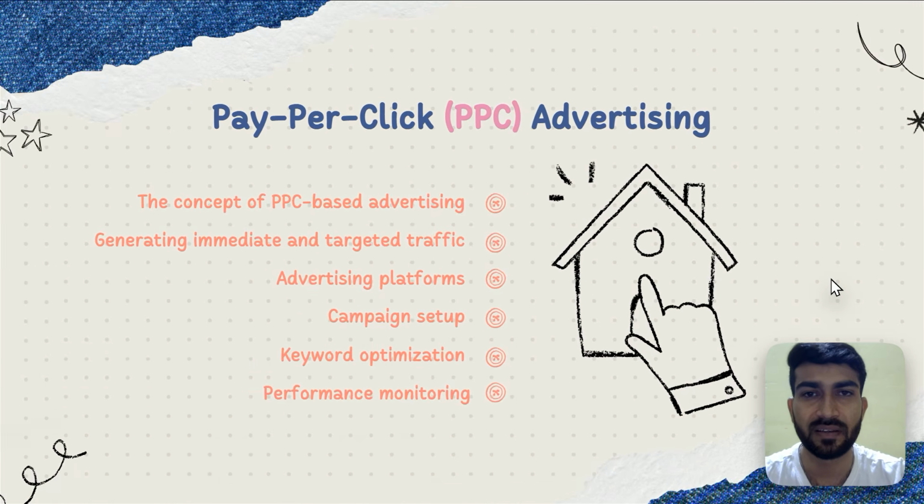Next is PPC. PPC is nothing but pay per click. Now in pay per click, we start running the campaigns. You can consider it as a metric of advertisement. PPC is nothing but how much money we spend to get one click. Okay, so what we need to do in this?